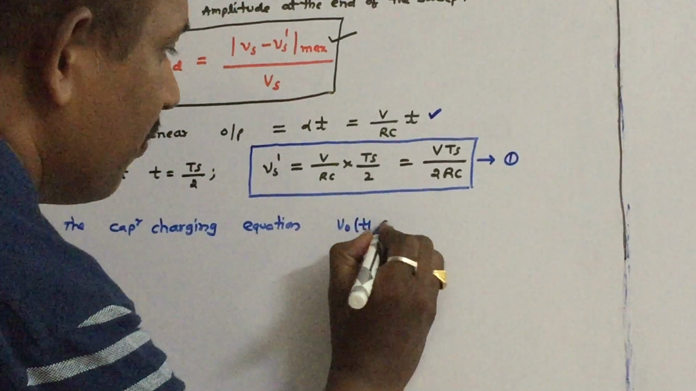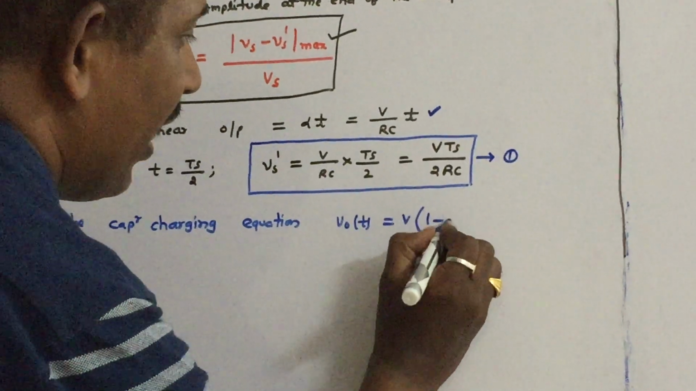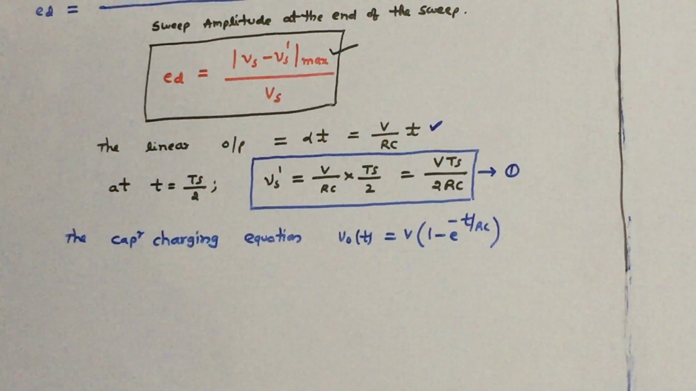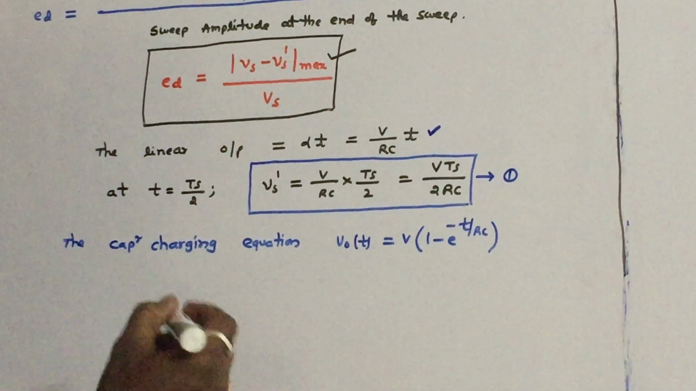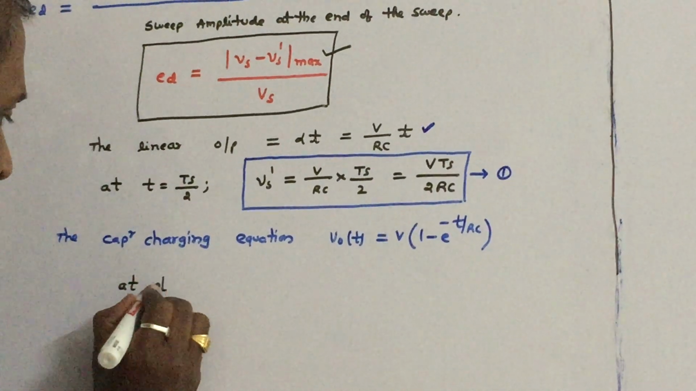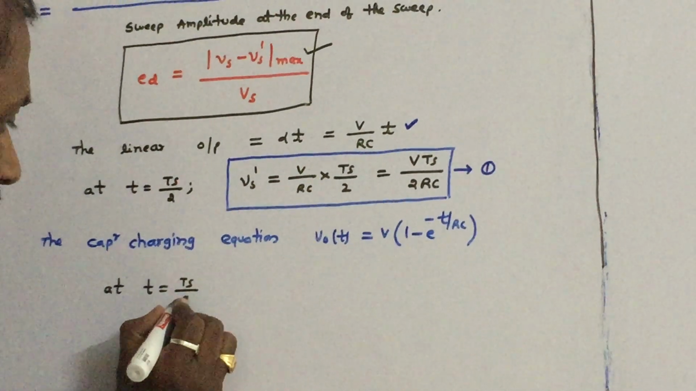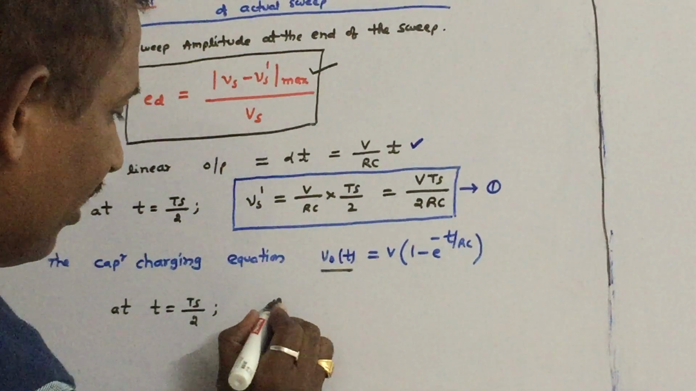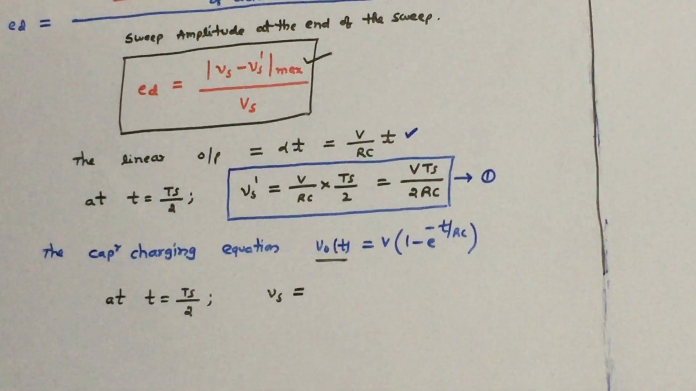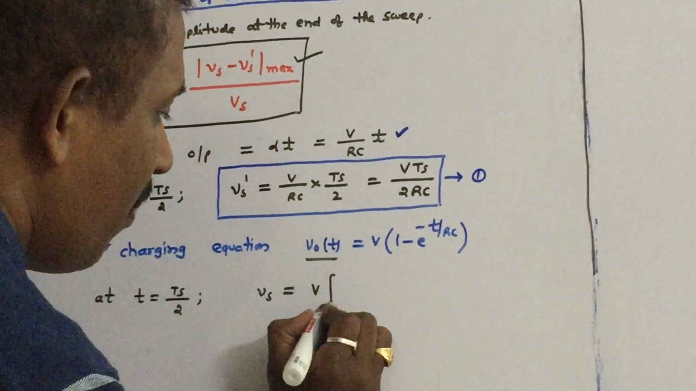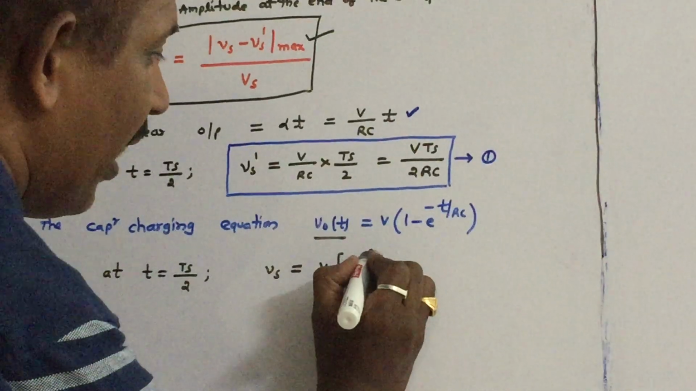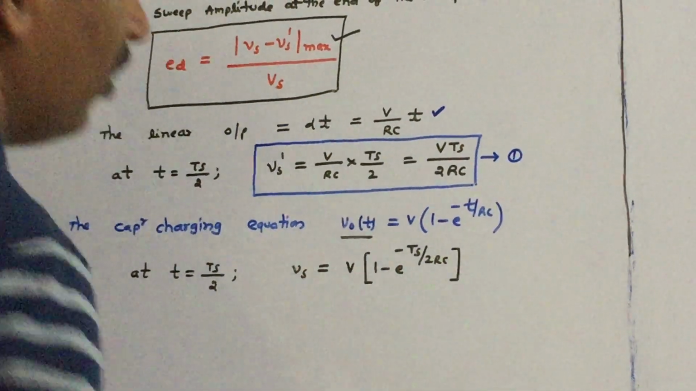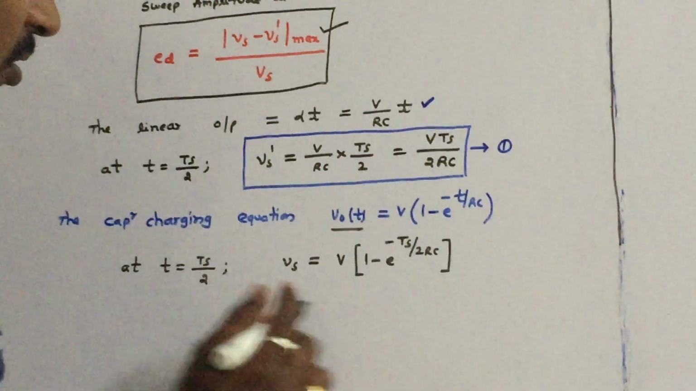V0 of t is equal to a very simple formula, V into 1 minus e power minus t by RC. This is the capacitor charging equation. Now what we want is the amplitude at t is equal to Ts by 2. Let us say this amplitude is Vs'. So Vs' is equal to V into 1 minus e power minus Ts by 2RC. This is the amplitude of the actual output at t is equal to Ts by 2.